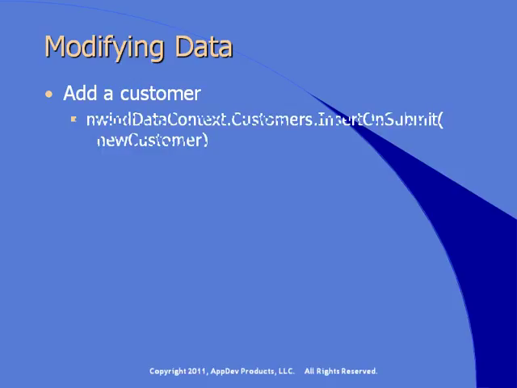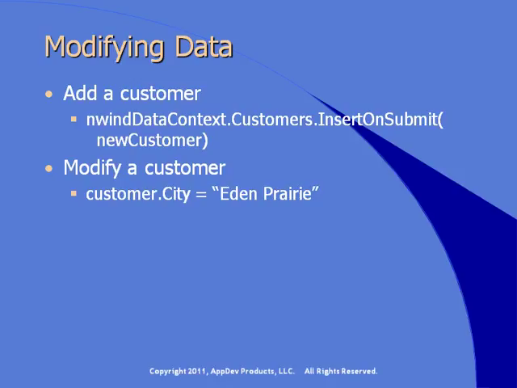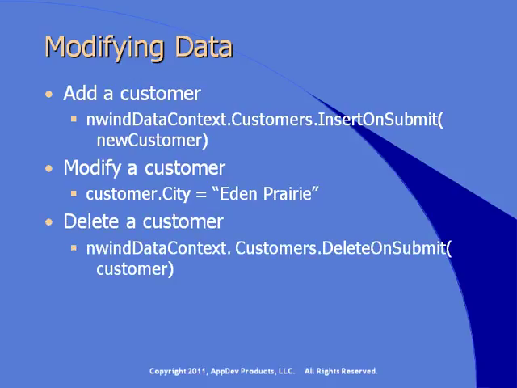Well, to add a customer, we would do this. We'll call the InsertOnSubmit method of the customers collection belonging to the data context and add a new customer. So newCustomer would be an instance of the customer class. To modify a customer, it's just a simple setting of properties. We'll set the City property of the customer class to Eden Prairie. To delete a customer, we'll call the DeleteOnSubmit method of the customers collection, and we'll delete a specific customer.